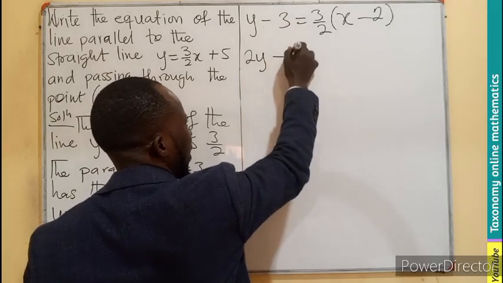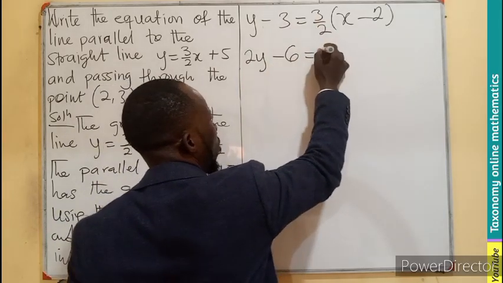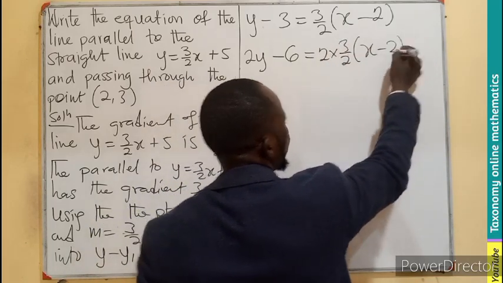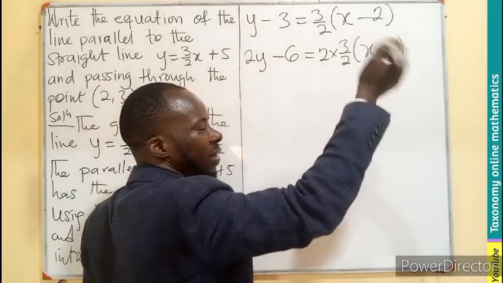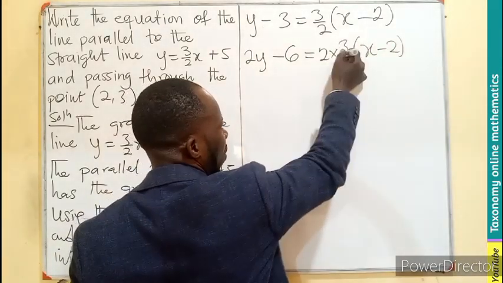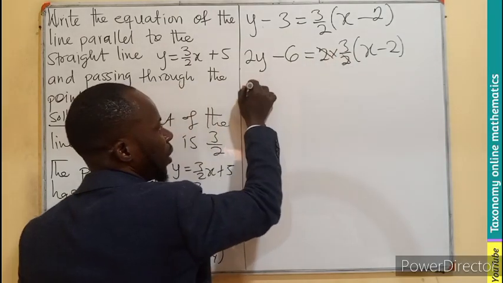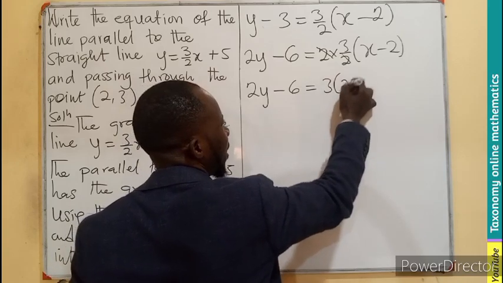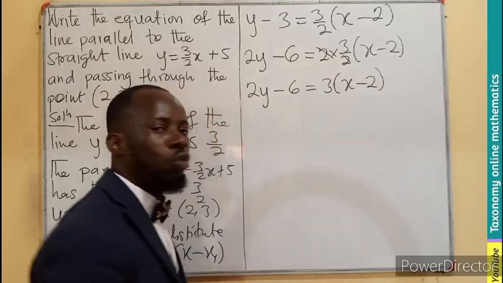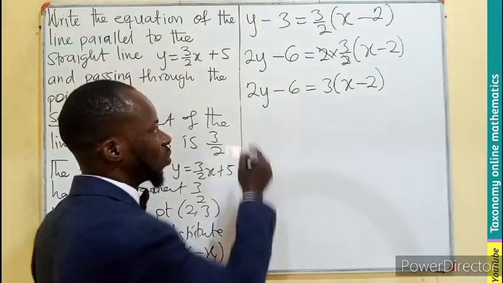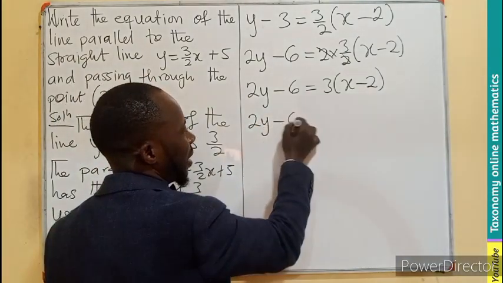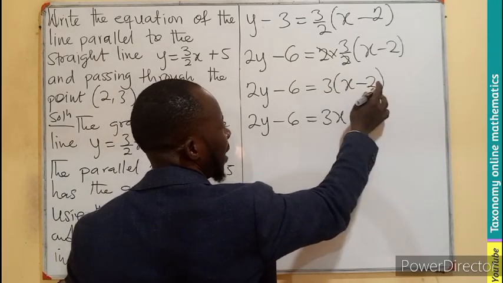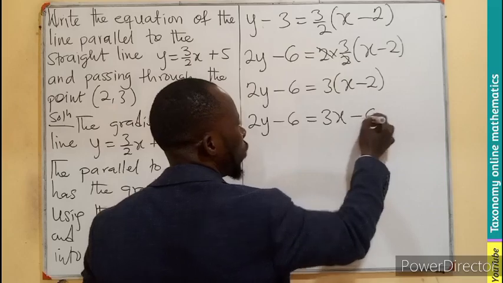2 times y is 2y, minus 2 times 3, which is 6. 2 will multiply here. Then we have x minus 2. We know 2 times 3 will be 6. 6 divided by 2 will be 3, or this will cancel this, meaning you are left with 2y minus 6 equals 3 times x minus 2. We still have a bracket to expand. So we have 2y minus 6 equals 3 times x, 3x, then 3 times minus 2 will give us minus 6.